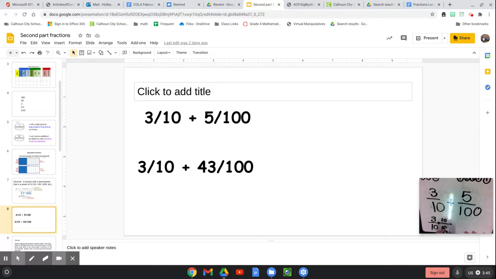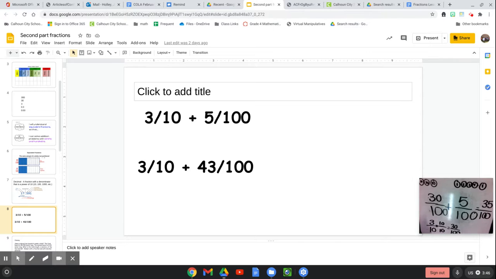So 3 times 10 is 30. 10 times 10 equals 100. So I could make this 30 hundredths plus 5 hundredths. So that would mean I have 35 hundredths. Now, could I have just counted 10, 20, 30, 31, 32, 33, 34, 35? I have 35 cents. Yes, but I have to make sure that I have common denominators.